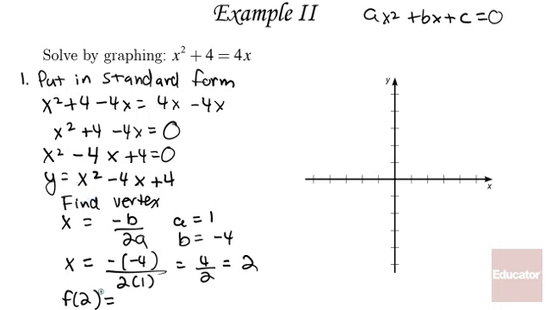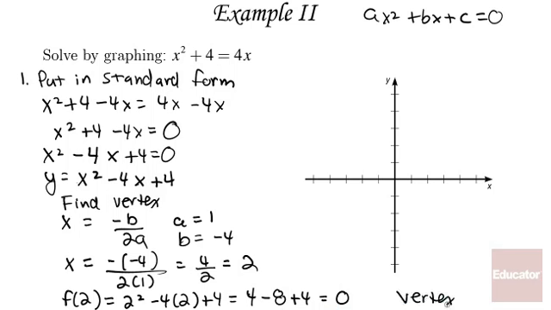To find the y value for the vertex, I'm going to find f of 2. So f of 2 equals 2 squared minus 4 times 2 plus 4. That equals 4, since 2 times 2 is 4, minus 8 plus 4. So 4 and 4 are 8, minus 8 leaves you with a 0. Okay. Coordinates for the vertex: x is 2, y is 0. So when x is 2, y is 0.